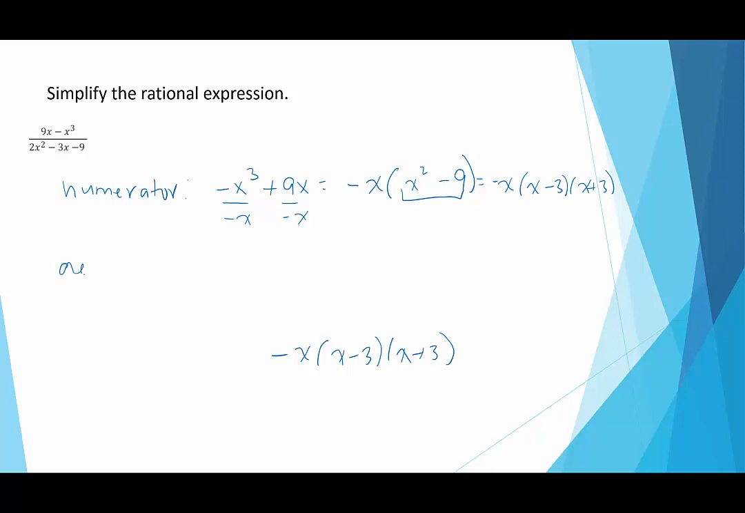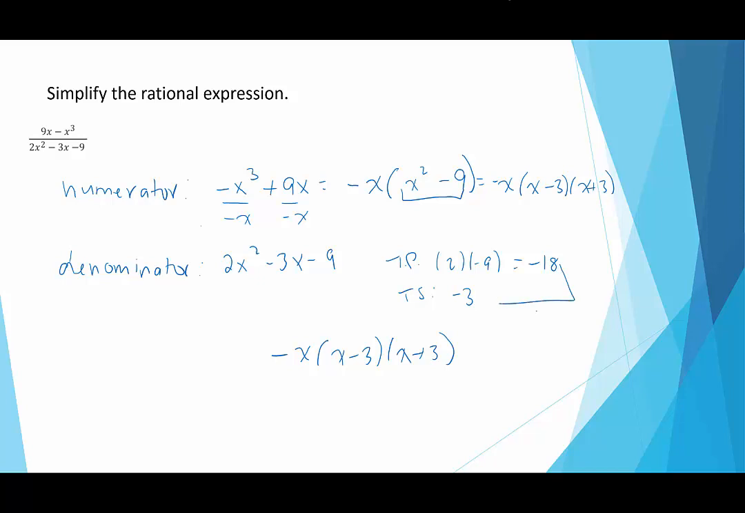In the denominator, let's see what we have here. So the denominator, we have a GCF of 1, and we have nothing special about this. This is just your run-of-the-mill trinomial. So we need to do target product, target sum, and we need to expand the middle. The target product for this one is 2 times negative 9, which is negative 18, and the target sum is negative 3. So we're looking for 2 numbers that multiply to negative 18 and add up to negative 3.